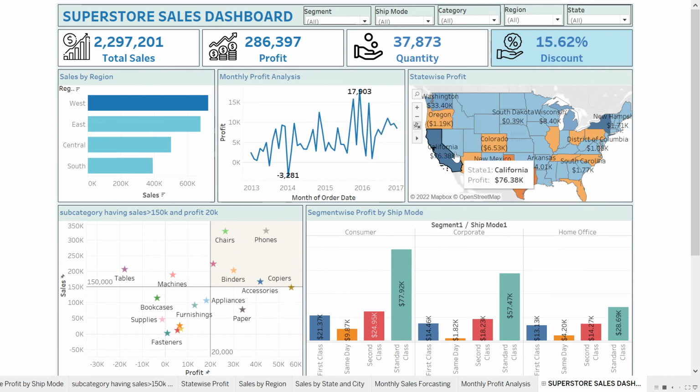And moving to the third visualization, which is the state-wise profit. Here the darkest blue color represents the maximum profit, which is in California at $76.38K, followed by New Hampshire and Washington state. And the darkest orange color represents the maximum loss, which is in Texas with a loss of $25K, followed by Illinois and New Mexico.